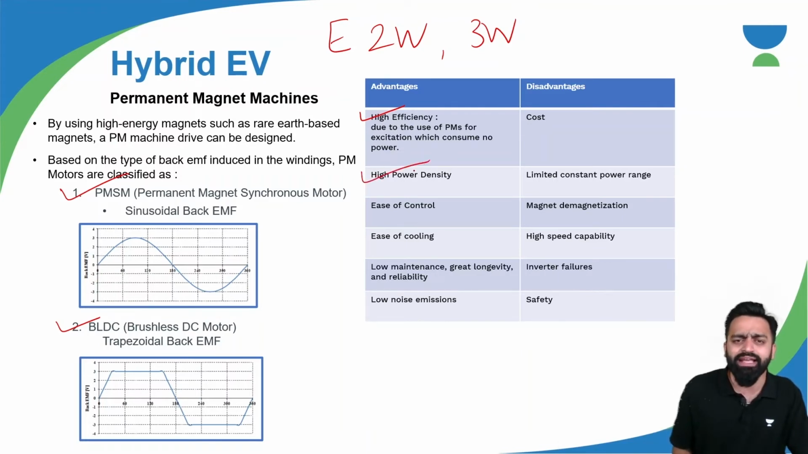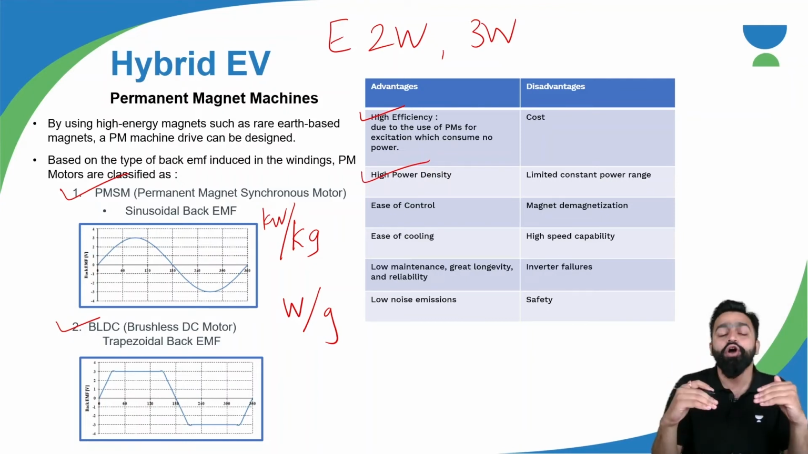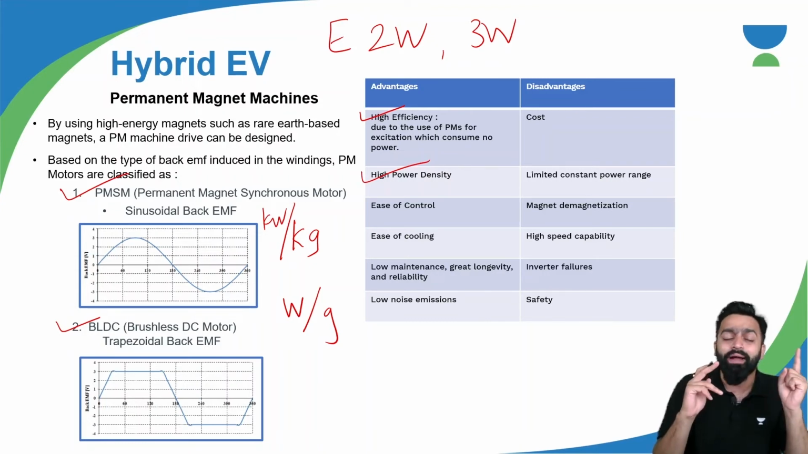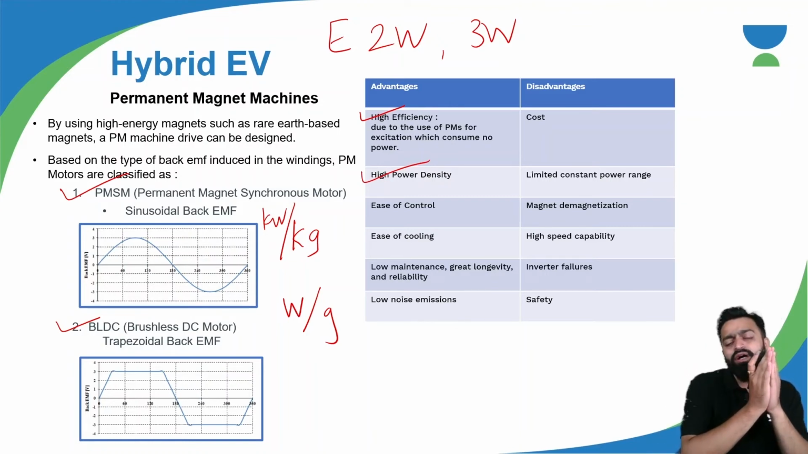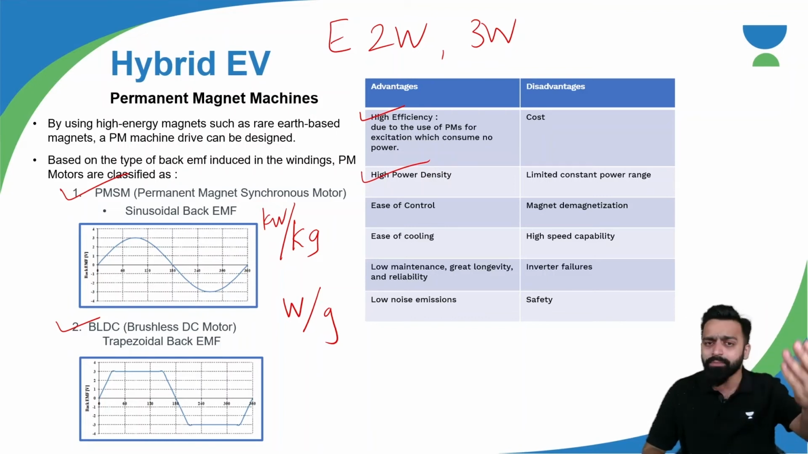Then there is a high power density. Now, what is power density? It is kilowatt per kilogram, or in simple words, watt per gram. So a lesser amount of weight is required for more power. They have higher power density. We learned this term when we understood the battery energy storage system. We understood two important terms: the energy density and the power density. So these have higher power density.